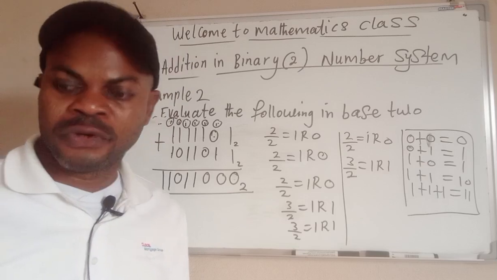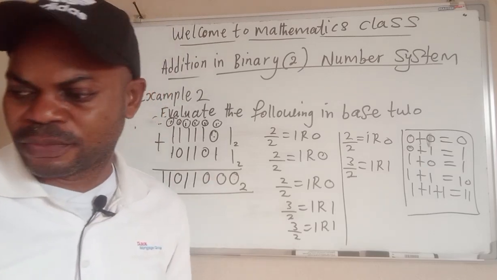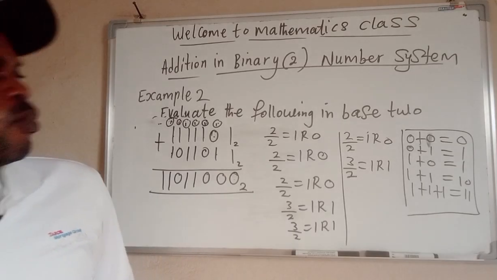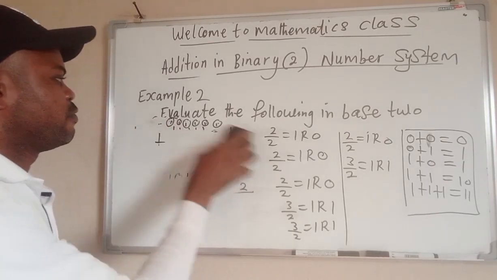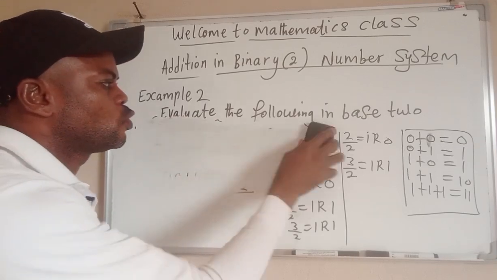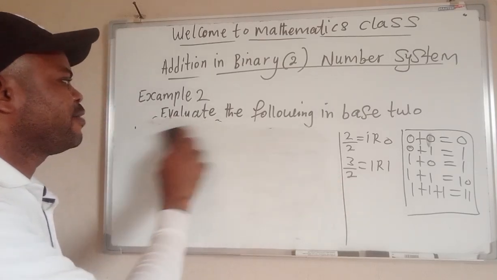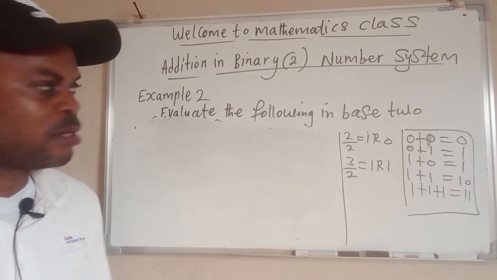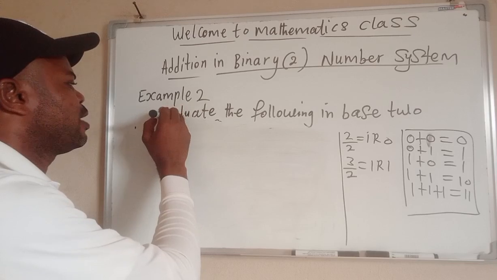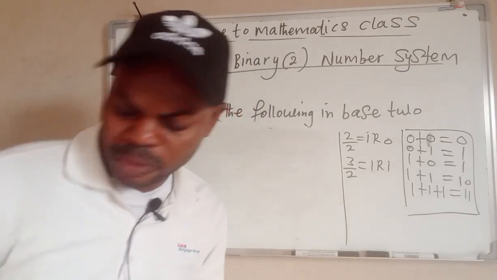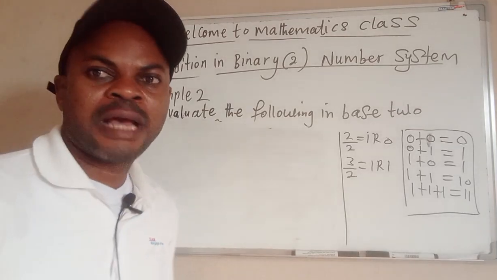But before the video comes to an end, I would love to take another example that will involve a decimal number. So when you have a binary number system, or base 2, having a decimal point, what do you do? Is it really different from what you know? No. The same process, the same approach will be applicable.